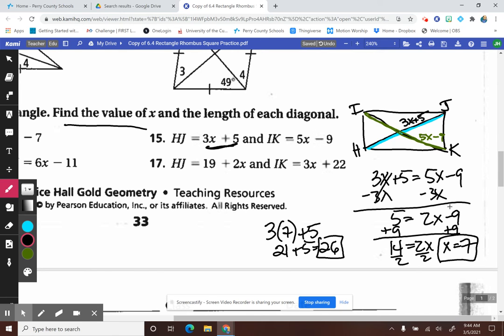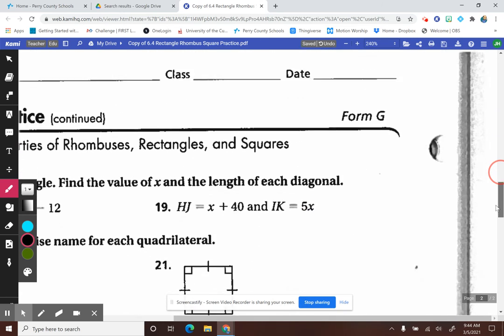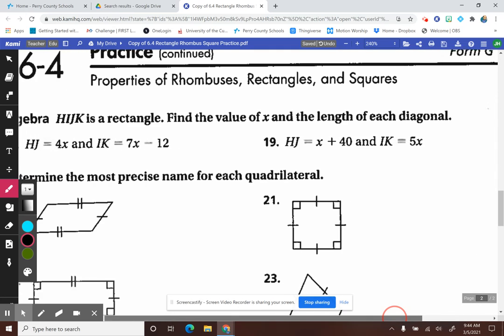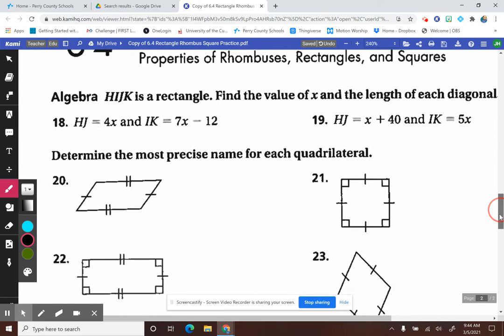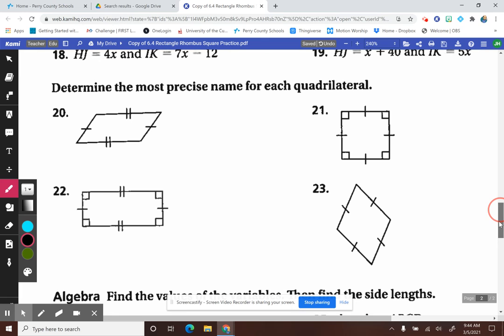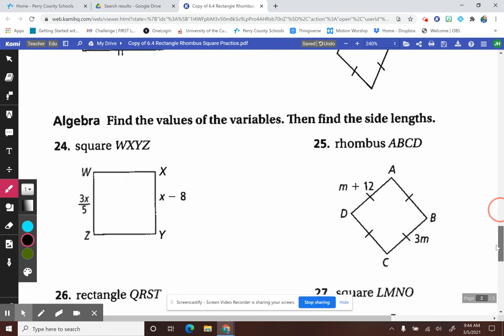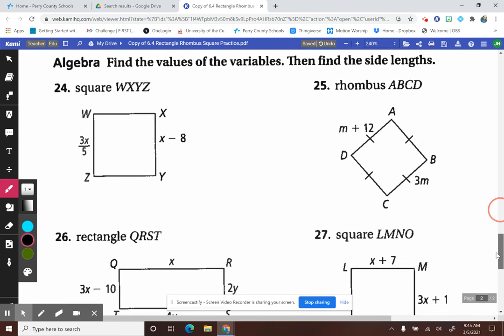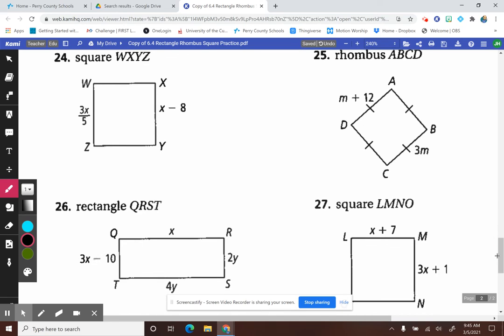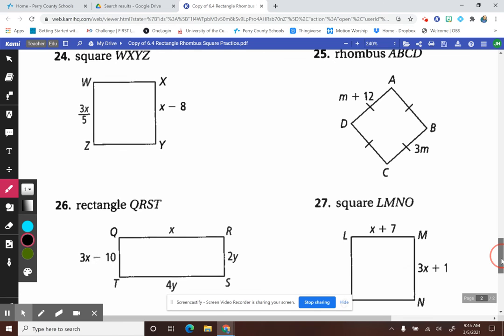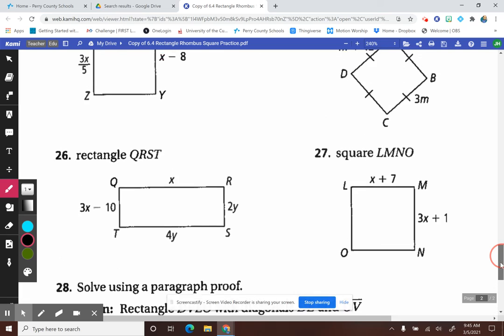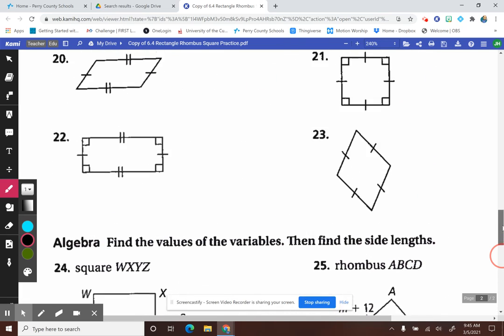Again, you're going to have a similar situation for number 18 and 19. Here, you're just finding the most precise name for each quadrilateral. And then here you are just finding the value of the variables. Again, just take the properties. Notice that a rhombus has congruent sides. So if these are congruent, set them equal. Square, similar situation. If these are congruent, set them equal. So those I think you could actually do. Remember, you don't have to do number 28.